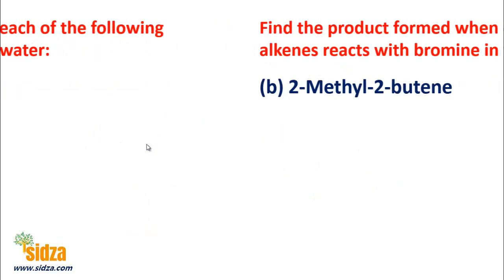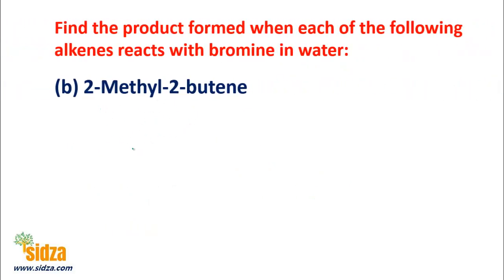So let's take one more example. We have 2-methyl-2-butene. You can say it will be like this: CH3 carbon, hydrogen, a double bond, CH3 and a CH3. Now this is 2-methyl-2-butene, and again if you react it with bromine, what will happen? The electrophile attacks the double-bonded carbon, so the double bond breaks and it forms a cyclic bromonium ion. The cyclic bromonium ion is formed in the first step.